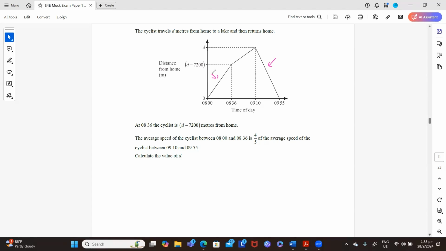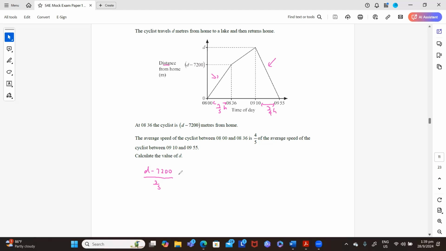In a distance time graph, the gradient is the speed. So d minus 7,200 over, take note that time is in minutes, so it's best for you to do it in terms of hours. So 36 minutes, you take 36 over 60, you get 3 over 5 here. Over here, 45 minutes is 3/4 of an hour. So just put 3 over 5.